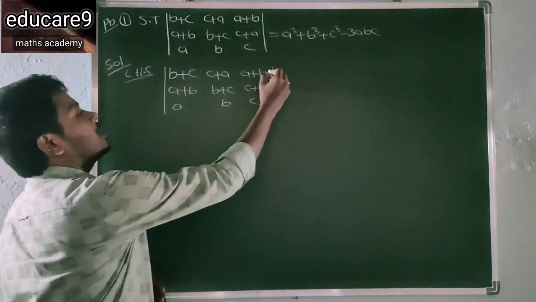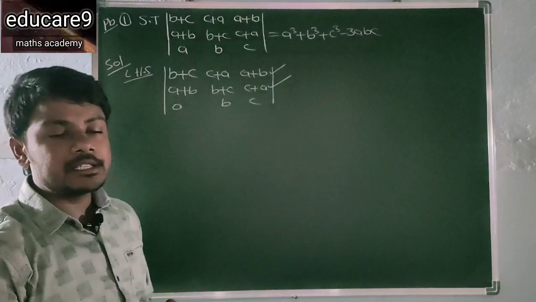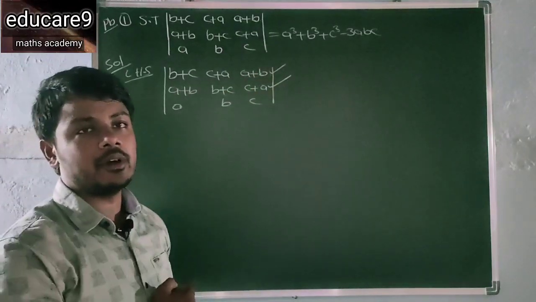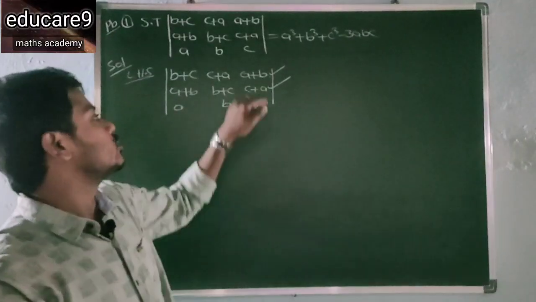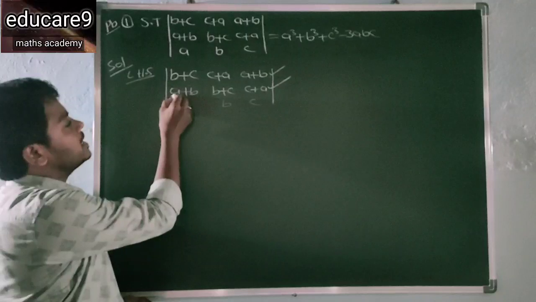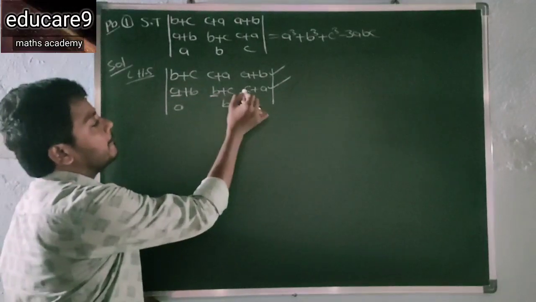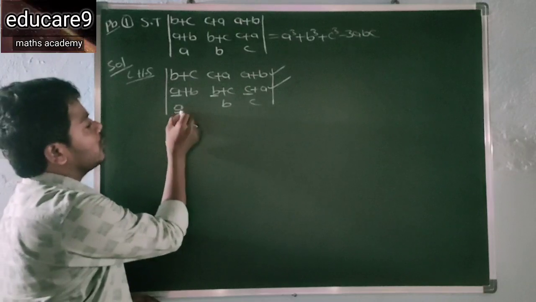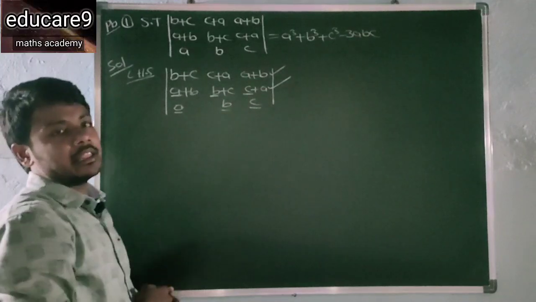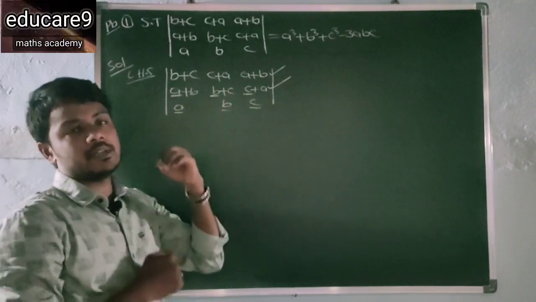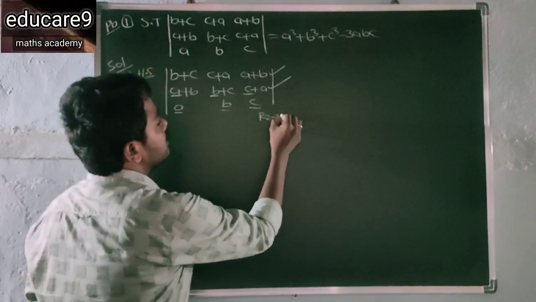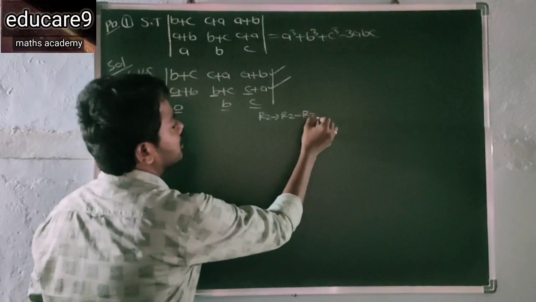See here, the first row and second row are the sum of two terms. So here we have to reduce the sum of two terms into single terms. So, how to reduce these two terms? See here, in the second row, the first element is a plus b, and the third row elements are a, b, c. If you do R2 minus R3, then clearly the sum of two terms reduces into single terms. So that's why here R2 implies R2 minus R3.